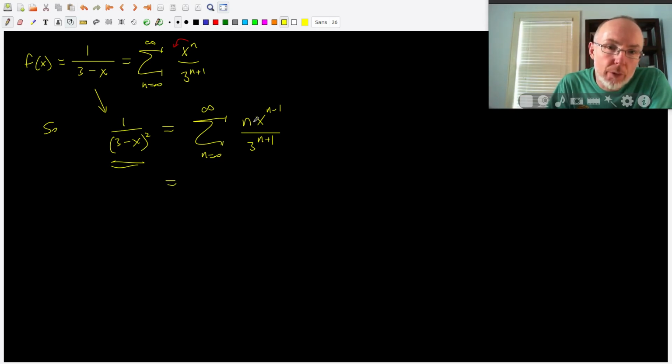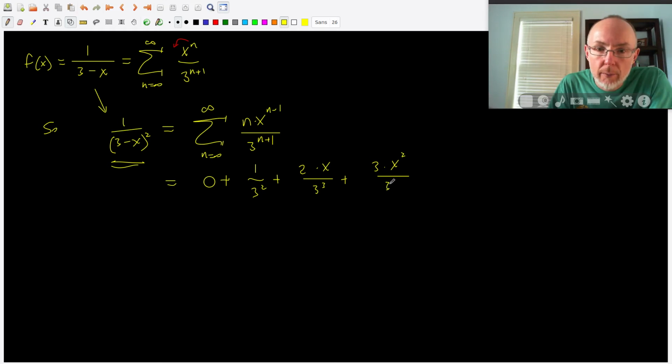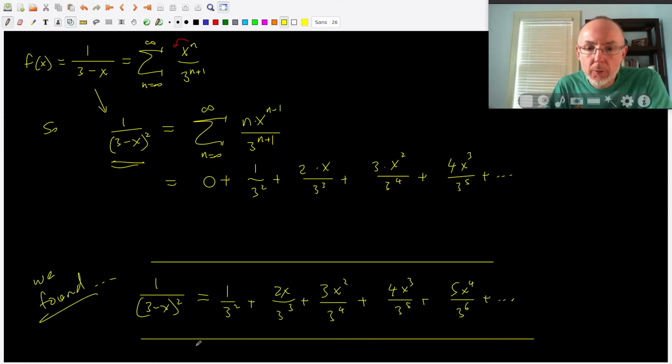If I plug in n equals 0 now, I get 0 times x to the, what's that, minus 1. Well, that term disappears anyway, so we'll get a 0. And then when n is 1, I'm going to get x to the 0, which is 1, over 3 squared. And the next term is going to be now n is 2, so it's 2x to the 1 over 3 cubed. And the next term, n is 3, so it's 3x squared over 3 to the power of 4 now. And then n is 4, so we're going to get 4x cubed divided by 3 to the power of 5, and so on.